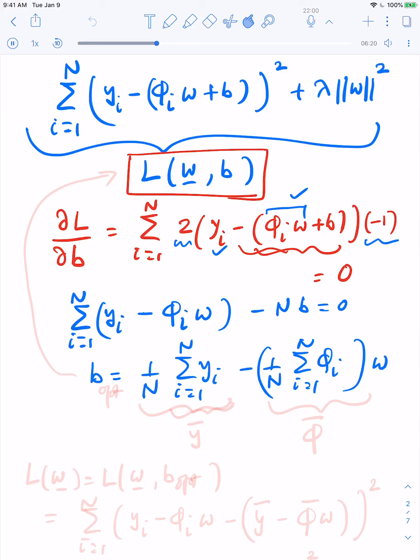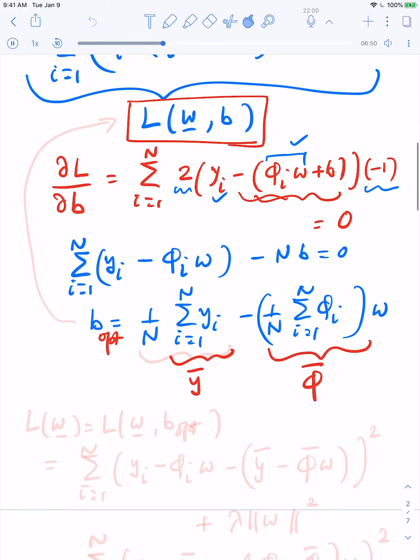And so what's appearing here is really the average or mean of the targets and the mean of the feature vectors. So we'll see that when you plug this back into the cost function, what it tells you to do is get rid of the means. Okay, so this is the optimal value of b for a given w.